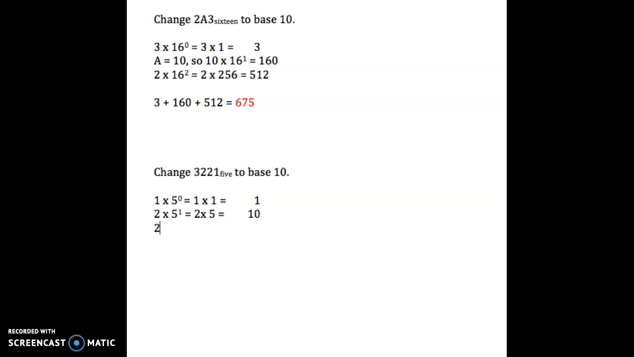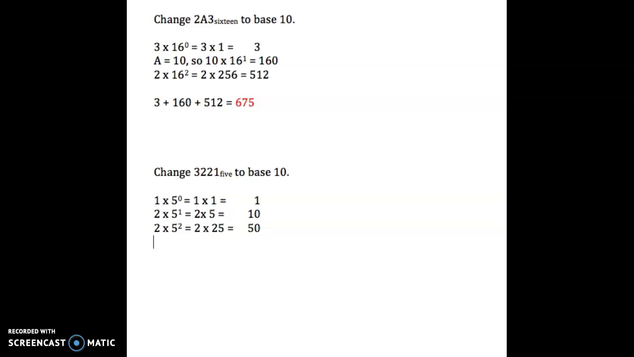I have a 2 in that place, times this will be 5 to the next power, 5 to the second power. Well, 5 to the second power, 5 times 5, is 25, and 2 times 25 is 50.